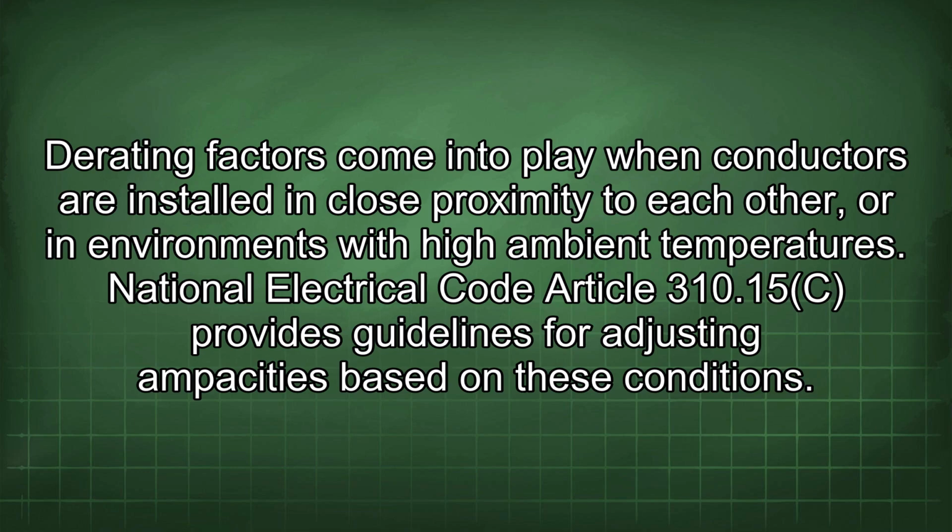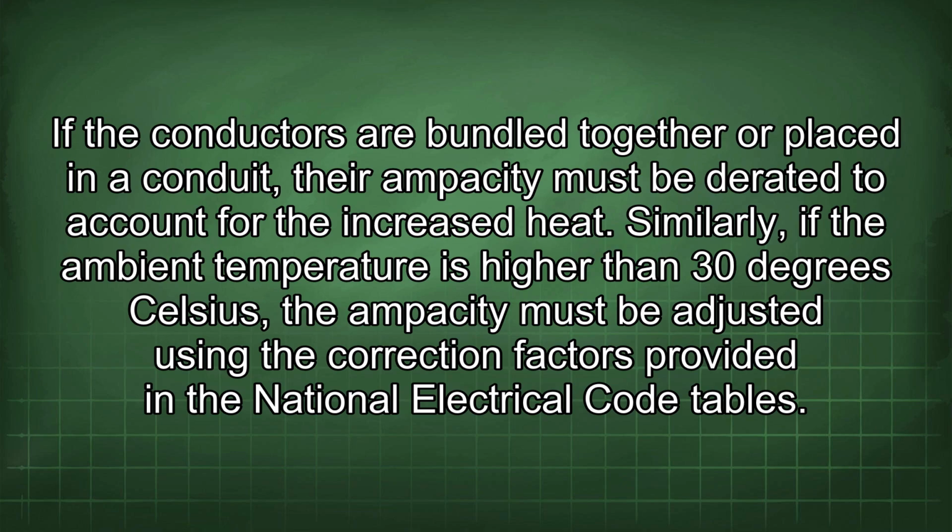Derating factors come into play when conductors are installed in close proximity to each other or in environments with high ambient temperatures. National Electrical Code Article 310.15(C) provides guidelines for adjusting ampacities based on these conditions. If the conductors are bundled together or placed in a conduit, their ampacity must be derated to account for the increased heat. Similarly, if the ambient temperature is higher than 30 degrees Celsius, the ampacity must be adjusted using the correction factors provided in the National Electrical Code tables.